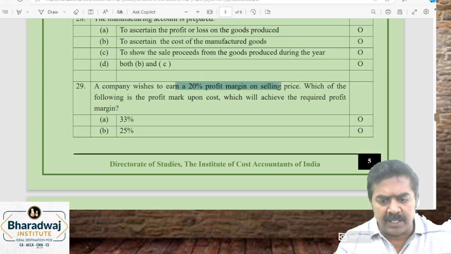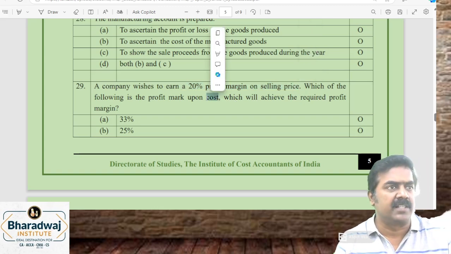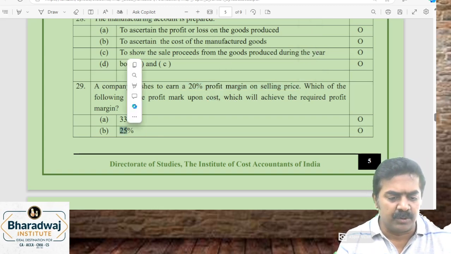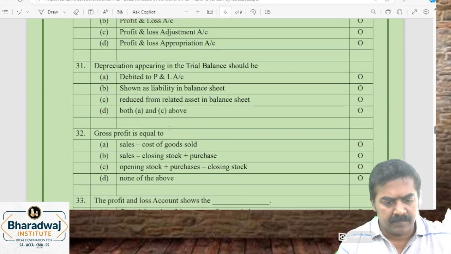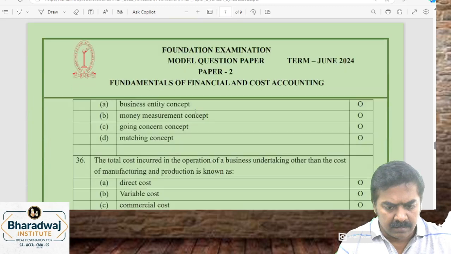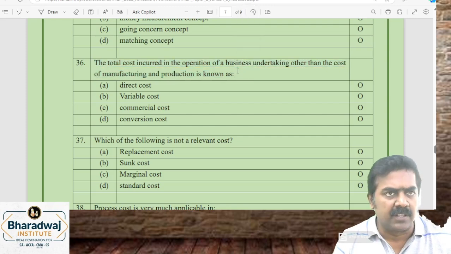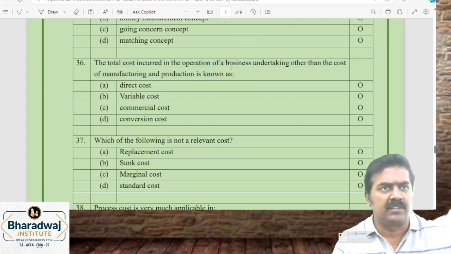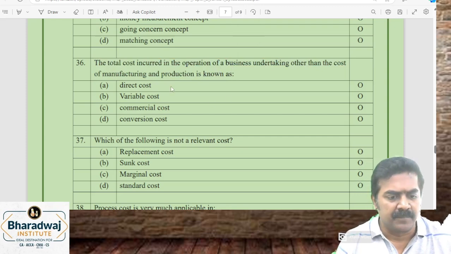We want to earn 20% on selling price. 1/5 on sales, it will be 1/4 on cost. 1/4 can be written as 25%. You can divide total cost, yeah. You can use this for revision. A lot of 3-4 years model test papers will be available. During the revision, we will be using this.